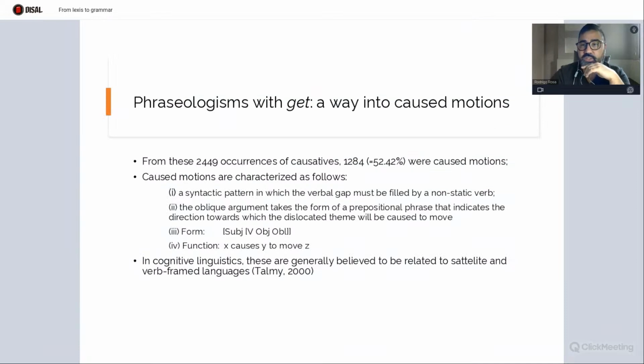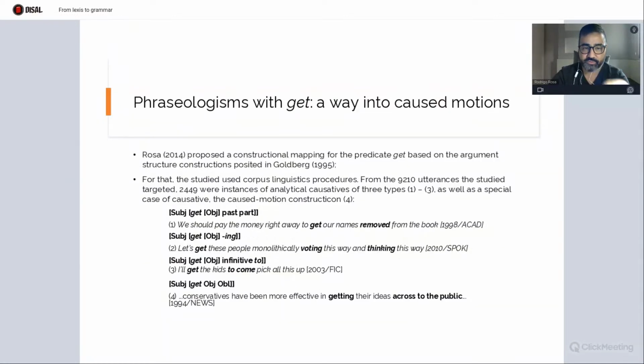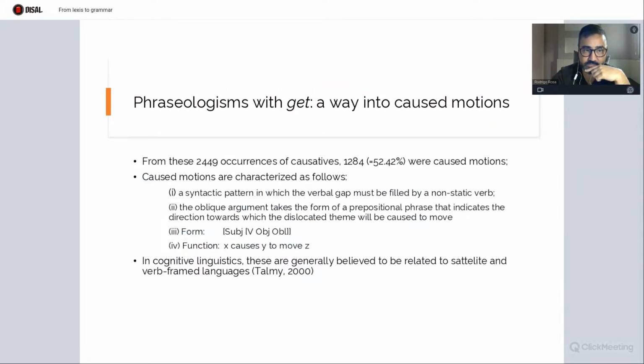So from these 2,449 occurrences of causatives, 52.42% were caused motions, of the type exemplified in number 4. This definitely seemed to be the most prominent, the most frequent kind of construction, right?